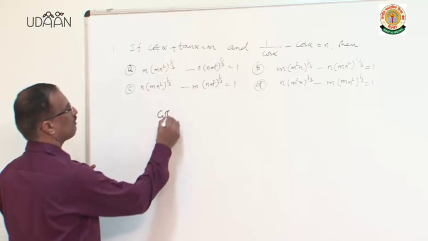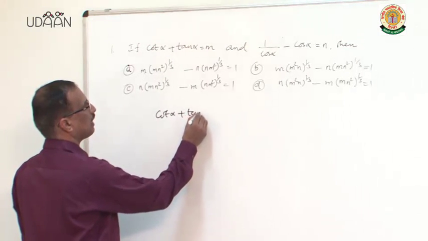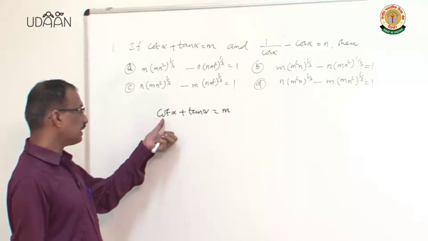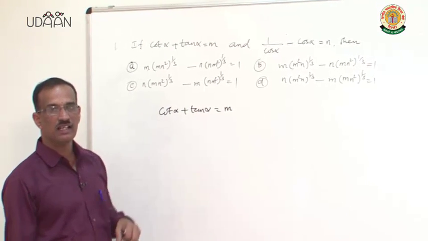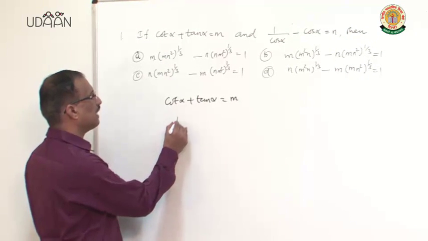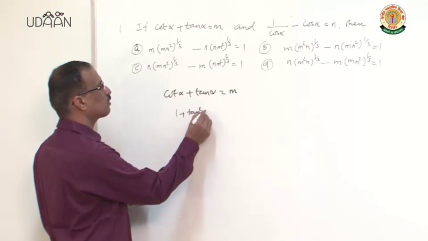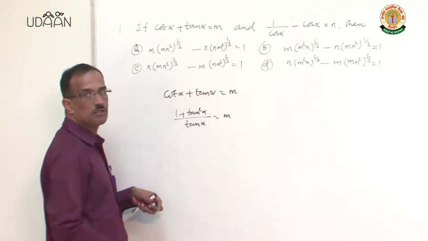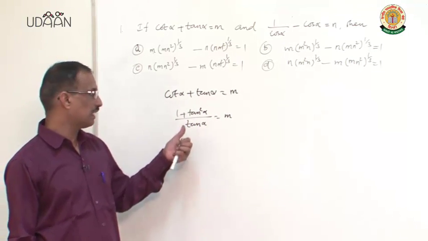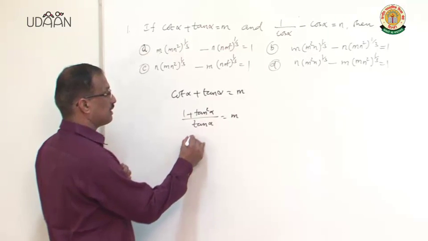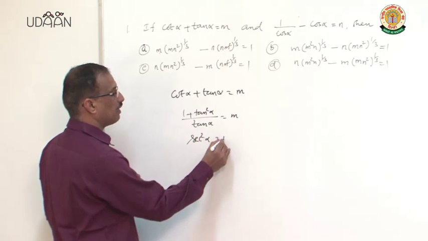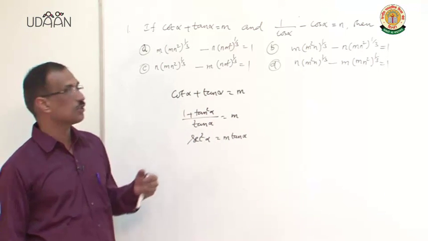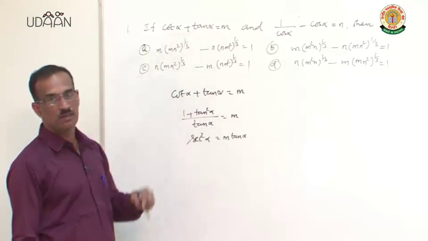So, cot alpha plus tan alpha equal to m. You know that cot alpha is 1 by tan alpha. So, we write this as 1 plus tan squared alpha by tan alpha equal to m. This we get. So, from this you get sec squared alpha equal to m tan alpha. This is one relation we get from the given.